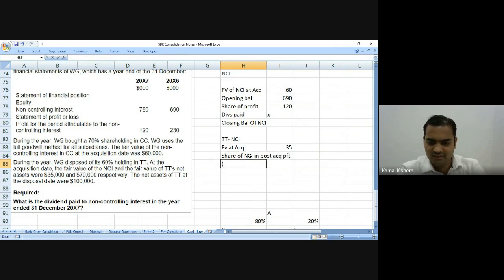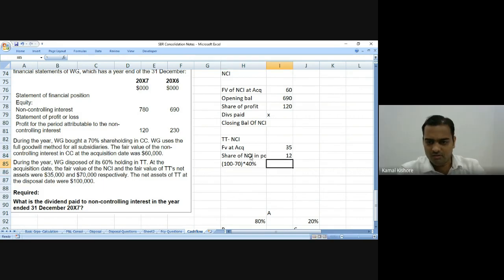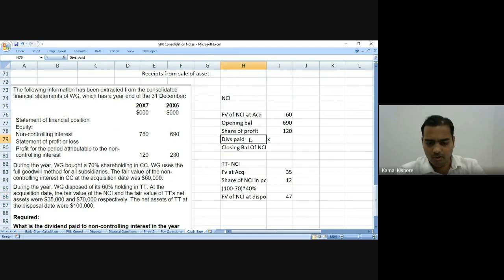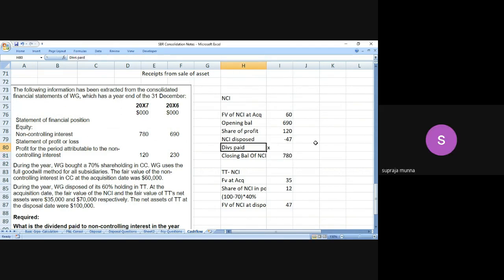It is actually a little tricky, but only when we work out these questions will we understand. So 100 minus 70 is 30, and 30 into 40% is 12. That means the value of NCI at the disposal, the asset I am disposing, is 35 plus 12, which is 47. So we also have to include NCI disposed, minus 47, and the closing balance of NCI they are giving is 780. All these numbers we have got.